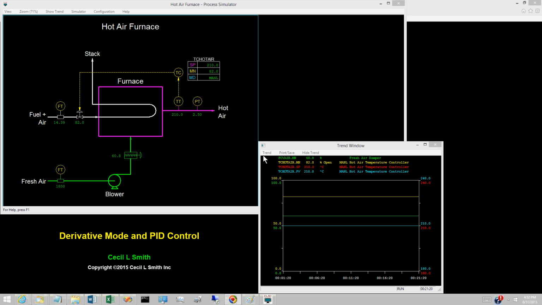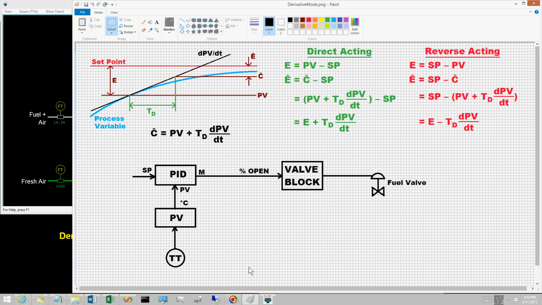When originally introduced, the derivative mode was called preact. This suggests that derivative is anticipating the process and taking control action in advance. In some circles, the term lead is also associated with derivative.